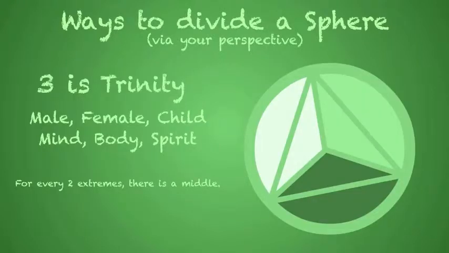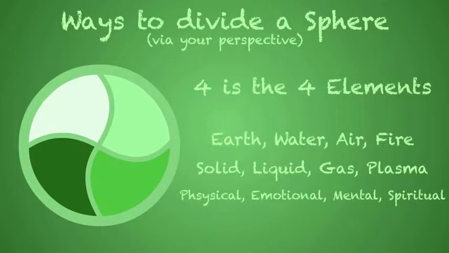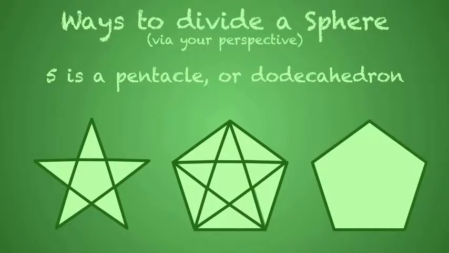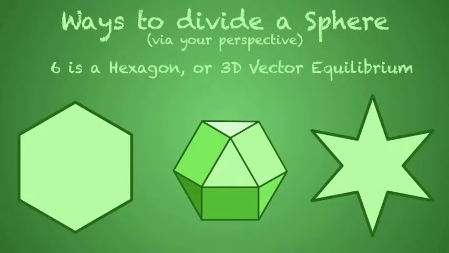If you look through three, you see a trinity: mind, body, spirit; male, female, child; up, down, middle; black, white, gray; or even little things like 111 or 333 on your clock. If you look through four, you see the four elements. They are the physical, mental, emotional, or spiritual, or perhaps 1111 on your clock. We can continue. Five is the pentacle, as well as the dodecahedron. Six is the vector equilibrium, or cuboctahedron, which we'll talk about in a few minutes.